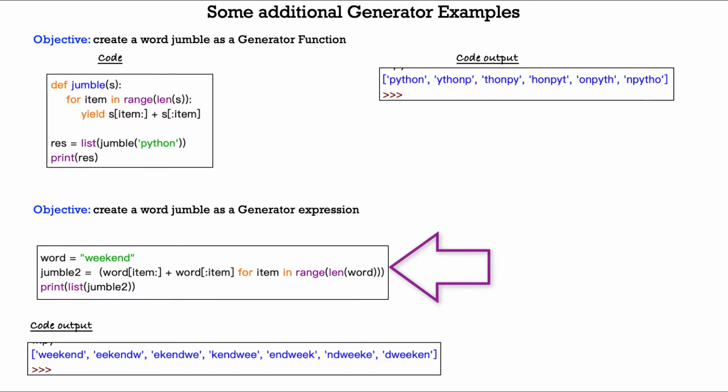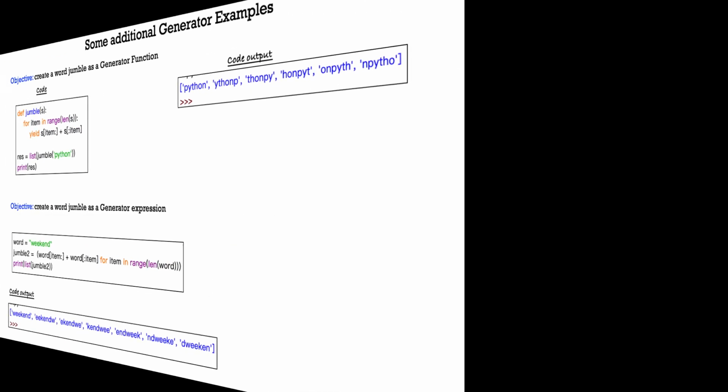Now we do the same thing, but we use a generator expression. The word we're using here is weekend because it happens to be a weekend where I'm at. jumble2 equals word, same thing with the slicing, word[item:] plus word[:item], for item in range, len word. So same thing for the length of the word, and you see the output is very similar to when we did this with our generator function.